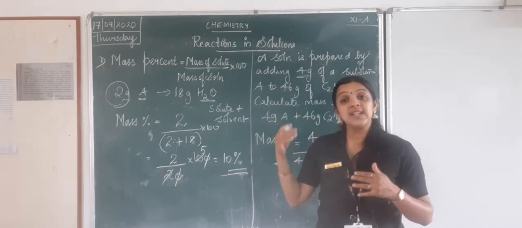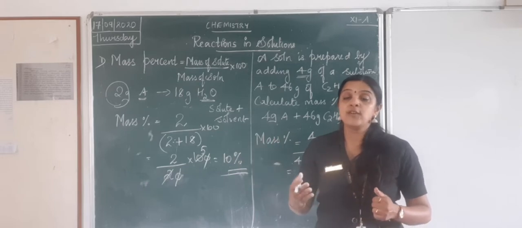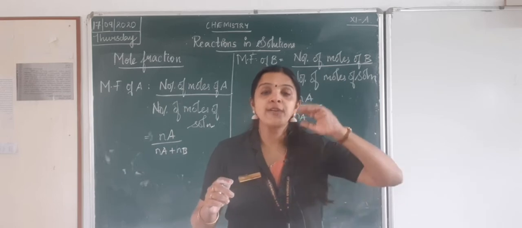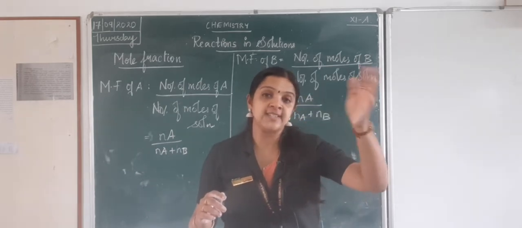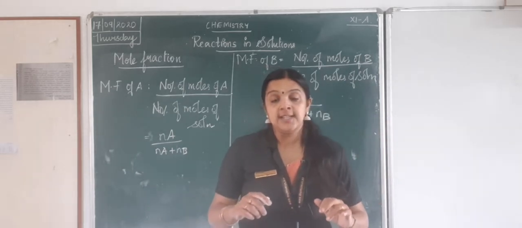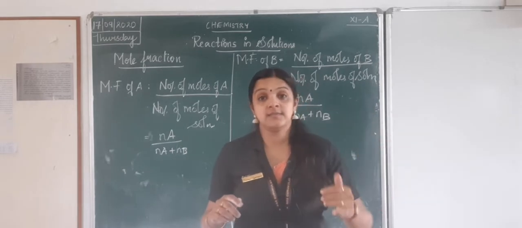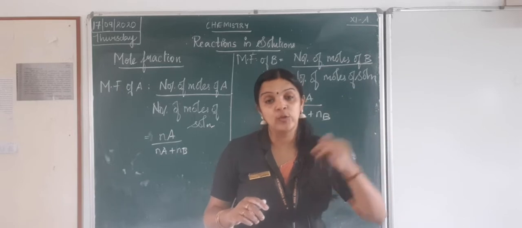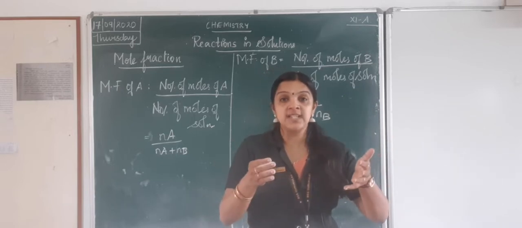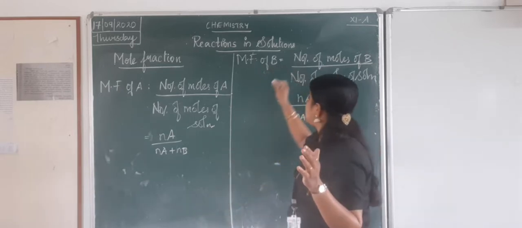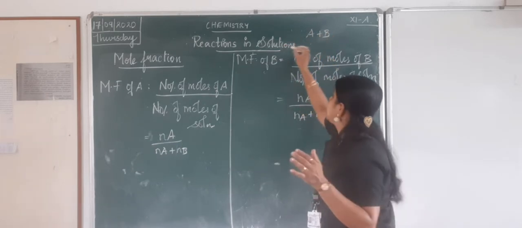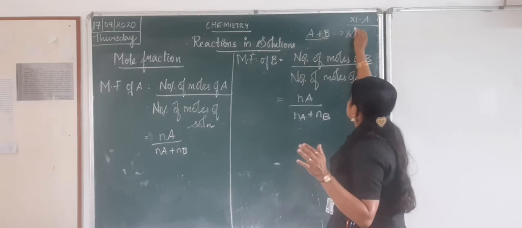Now we will get into the next method, which is mole fraction. In a classroom, we have 50 children. What fraction of girls are present in the whole class? So it can be 1/3 of the whole class, it can be half, or it can be 3/4. So mole fraction means when I say A is one of my solutes, B is another solute, A and B together they make a solution.